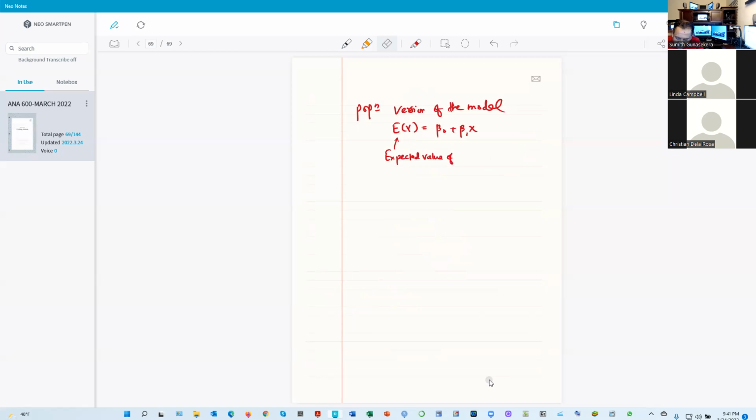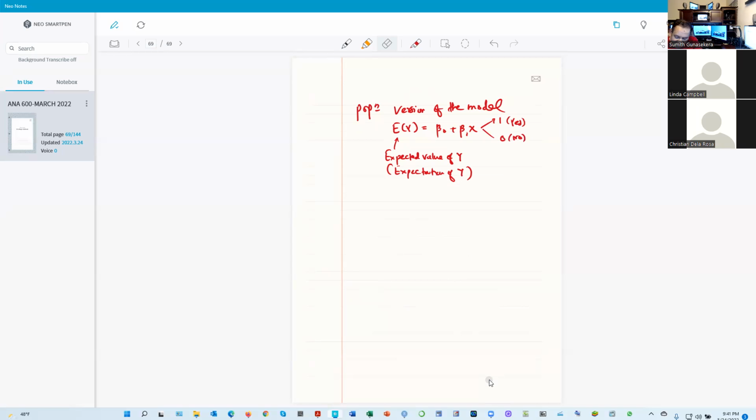Expected value means that if you do something in the long run, what you get on average. That's the expected value, or expectation, of y. This one has a 1: yes, romantic relationship. This one is 0: no.